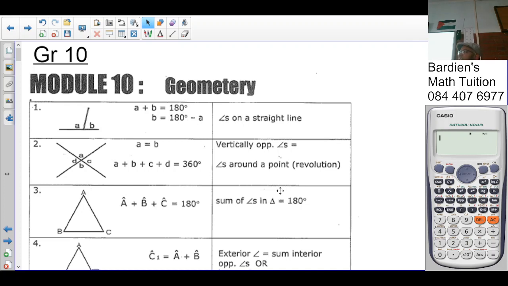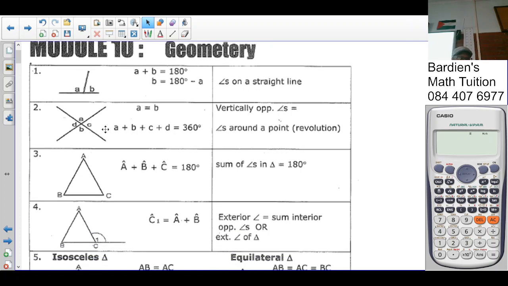Firstly, we know that angles on a straight line add up to 180. Every statement should have a reason when you're using these theorems. So A plus B is equal to 180, or B is equal to 180 minus A. Reason: angles on a straight line. A is equal to B. Why? They are vertically opposite. Also, A is equal to B and B is equal to C. Reason: vertically opposite angles.